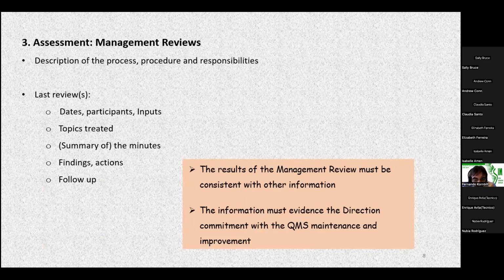If we are able to prove that, or give the reviewer the idea that management is committed to maintaining the system, you have done a lot. The other thing would be the results of the review. They need to be consistent with the rest of the submitted information.